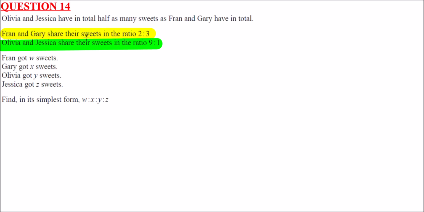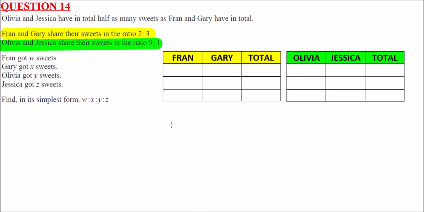So let's think of 2 ratio tables, one for Fran and Gary, and the other for Olivia and Jessica. So we can fill in these ratios. Fran and Gary, 2 lots to 3 lots, and similar for Olivia and Jessica. Then filling in those totals, 2 lots plus 3 lots is 5 lots for Fran and Gary, and 10 lots for Olivia and Jessica.